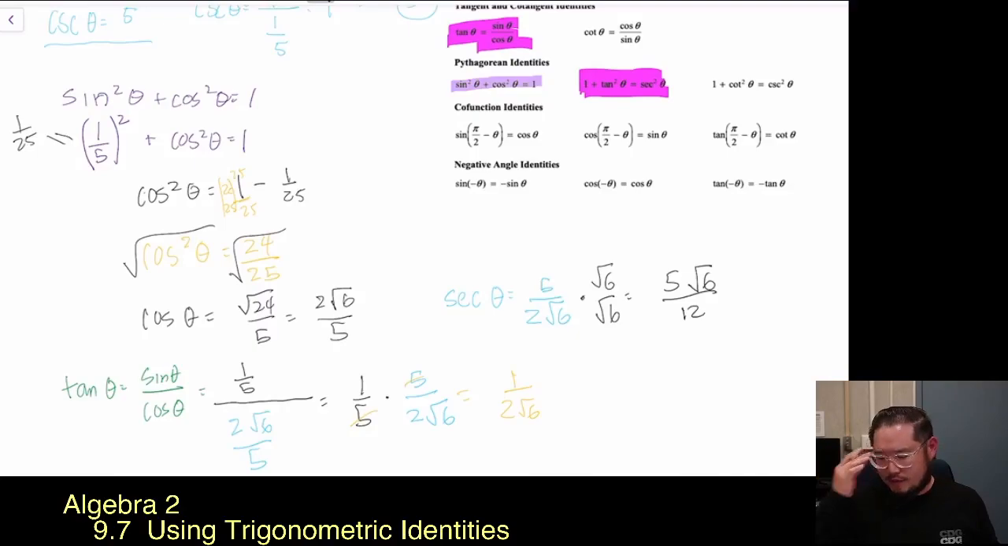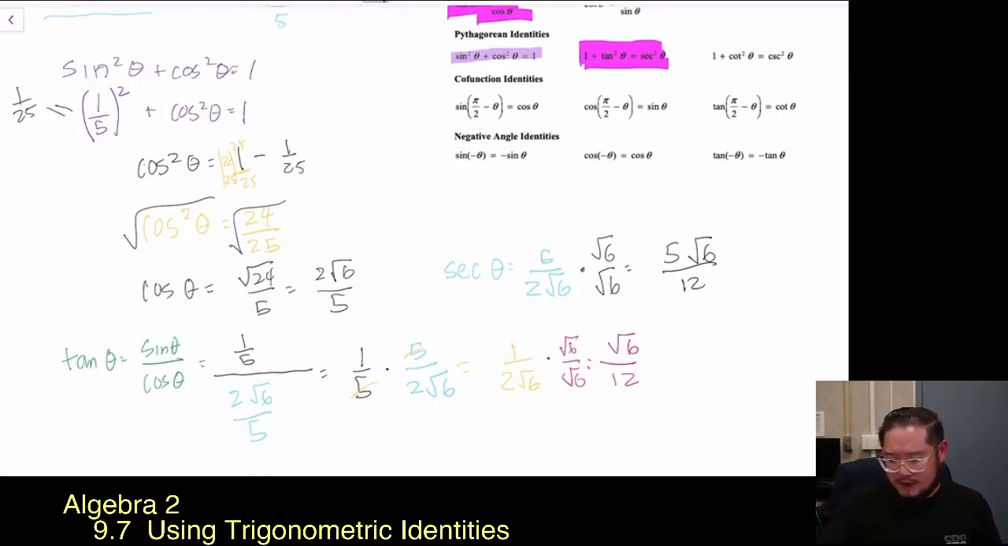Can't have a radical in my denominator once again, so let's go ahead and multiply top and bottom by rad 6. Because now in my denominator, I won't have rad 6 anymore. What will happen is I have 2 times 6, which is 12, and I have rad 6 above. Okay, so there's tangent, and then if we go ahead right here to the next part, we deal with cotangent.